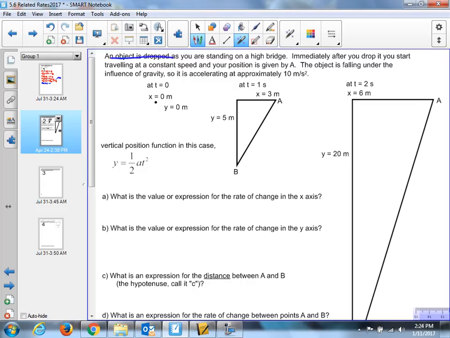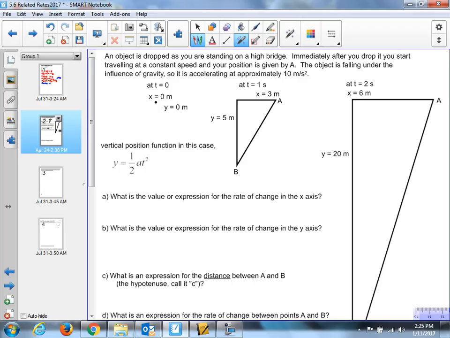Okay, I'm going to read through. An object is dropped as you're standing on a high bridge. Immediately after you drop it, you start traveling at a constant speed, and your position is given by A. The object is falling under the influence of gravity, so it approximately is accelerating at 10 meters per second squared. You guys use 9.8 meters per second squared in physics, correct? 9.806 sometimes? Okay. So I'm using 10 just for easy math.